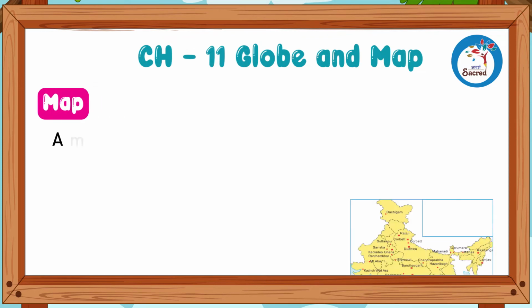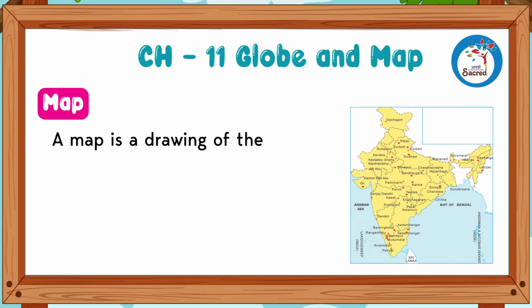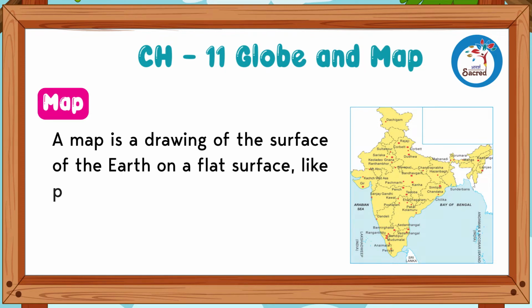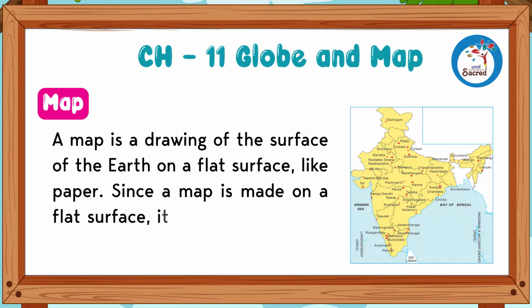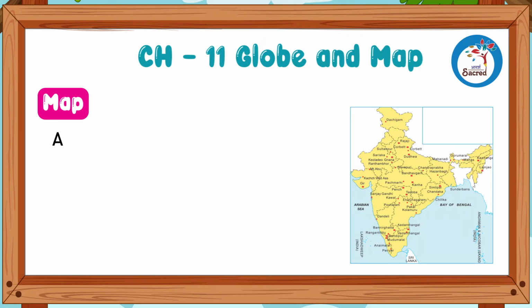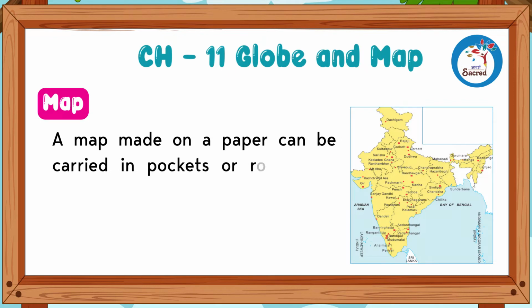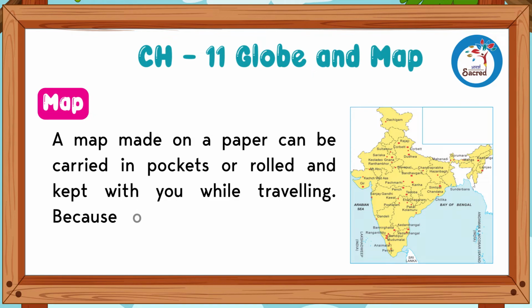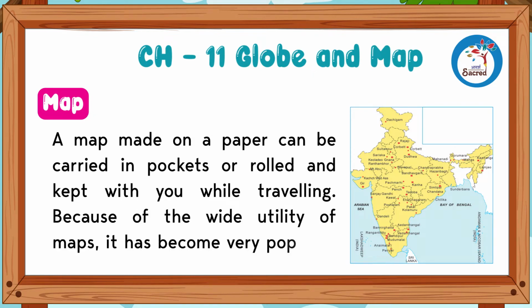Map. A map is a drawing of the surface of the Earth on a flat surface, like paper. Since a map is made on a flat surface, it is very handy. A map made on paper can be carried in pockets or rolled and kept with you while traveling. Because of the wide utility of maps, they have become very popular.